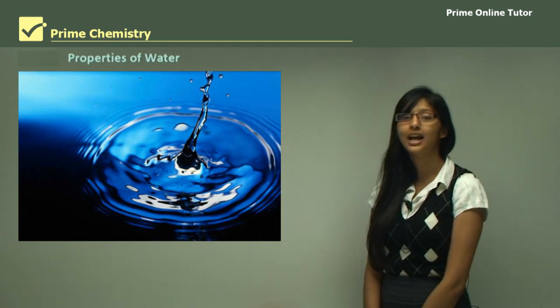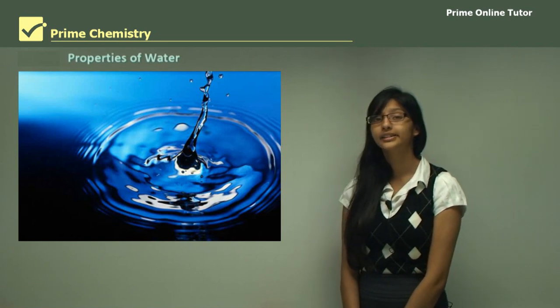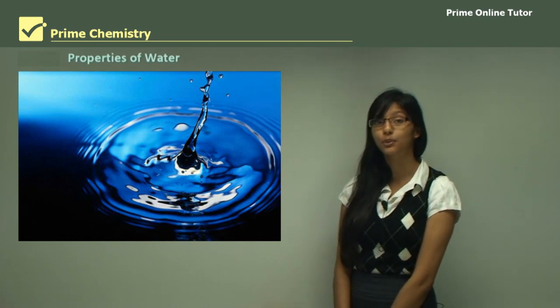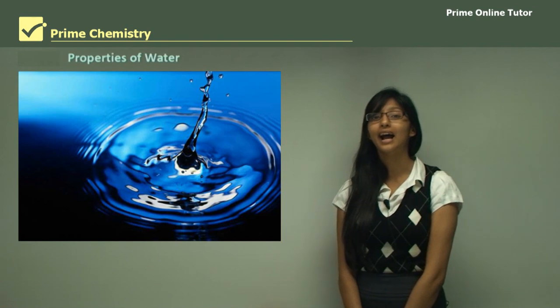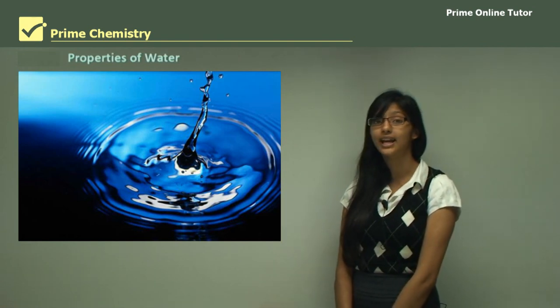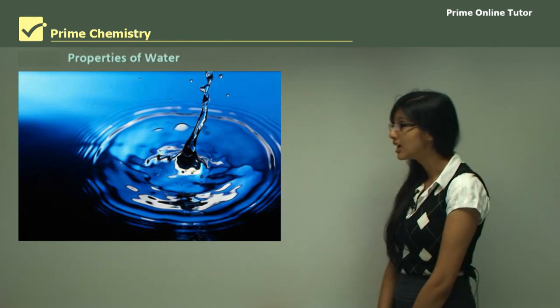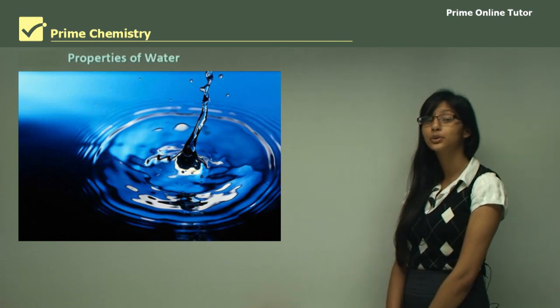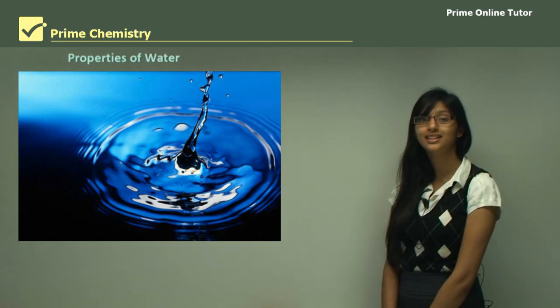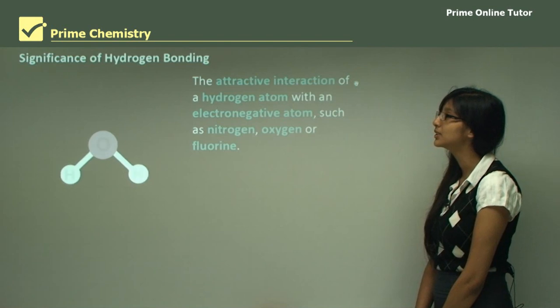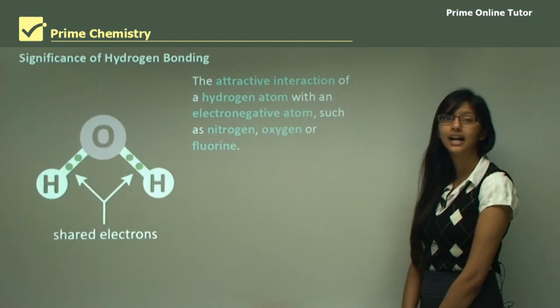Now we will look at some other properties of water, and we will focus on hydrogen bonding. We will also look at how water acts as a weathering agent in our environment. These are the two things that we will mainly focus on in this lesson. First, let's look at the significance of hydrogen bonding.